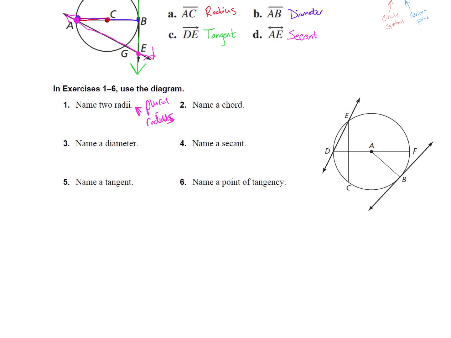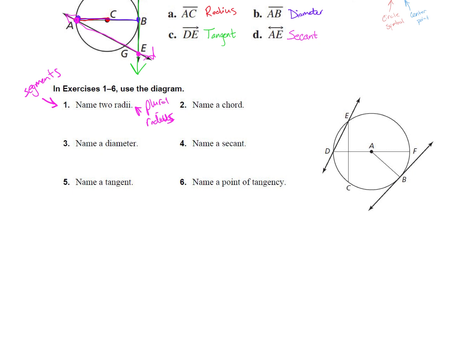All right, so we need to name 2 radii. Before we do so, make note on this that radii are always segments. They're always segments.